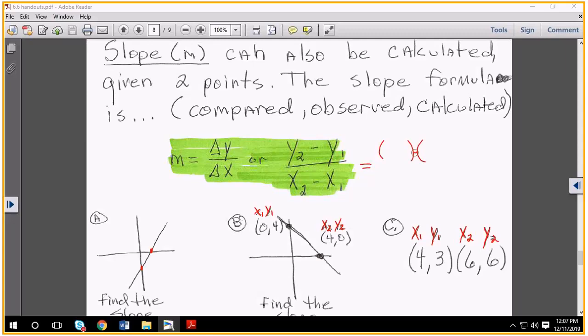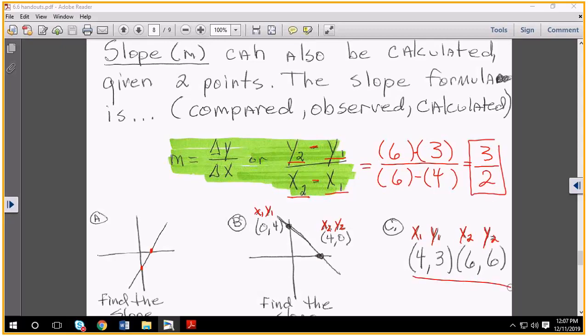Parenthesis minus parenthesis, over parenthesis minus parenthesis. Minus, minus, you always subtract. Y sub 2 is 6. Y sub 1 is 3. X sub 2 is 6. X sub 1 is 4. 3 over 2. So your slope of this line, represented by these 2 points, is 3 over 2. That's how you calculate the slope.